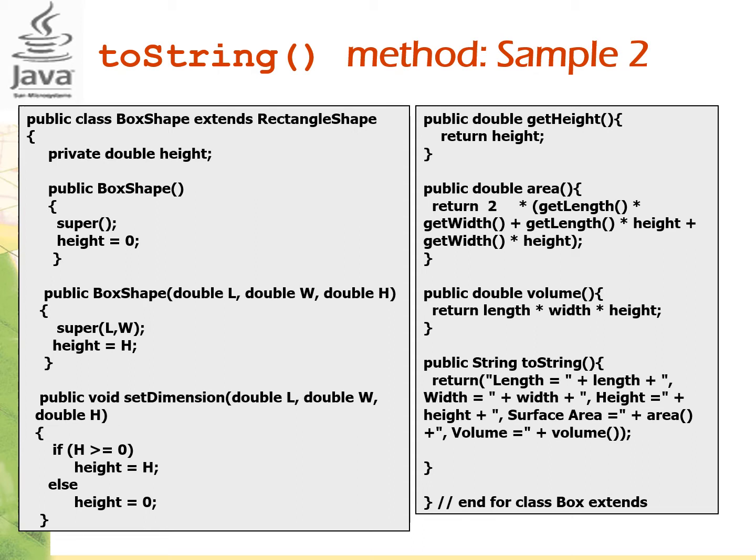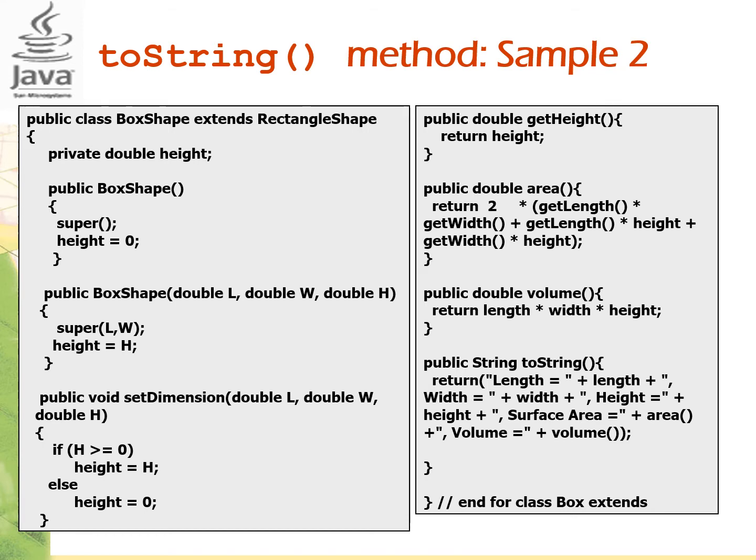This is actually calling some of the methods from the superclass. Get length, get width, all those are from the superclass. And then volume, this is a method to calculate the volume, and then the toString. The toString will have additional variables and is slightly different. It will call surface area, which we call area, and volume, which we call volume.